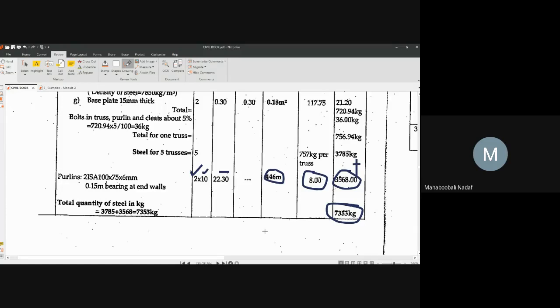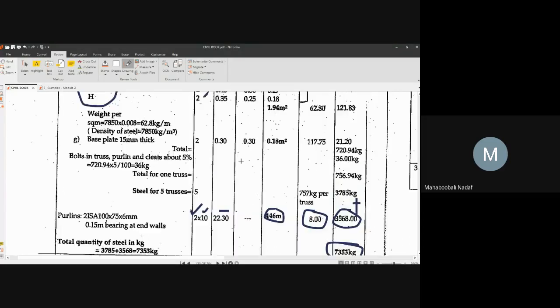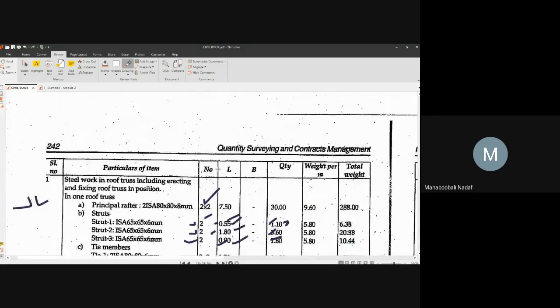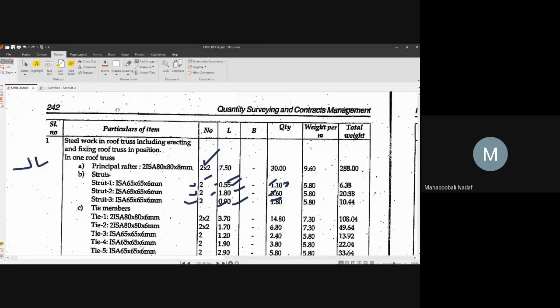Is that okay? This calculation of steel? Yes or no? Yes, sir. Okay, now coming to painting, how is that painting calculated?